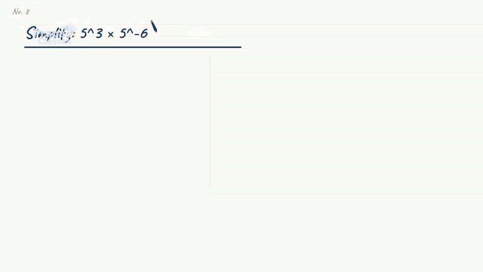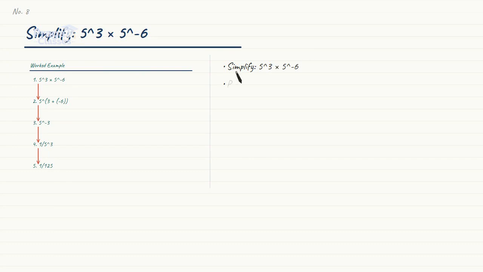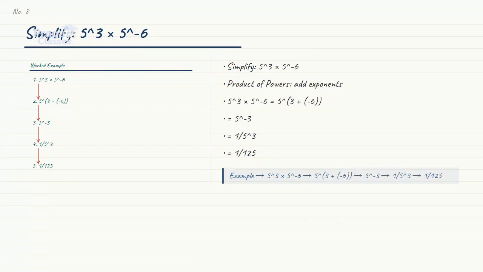Now that we've got fractional exponents under our belt, let's put multiple rules together, starting with multiplying powers that have the same base. Watch as I put this up on the board. When you multiply powers with the same base, you keep the base and add the exponents. Here we have 5 cubed times 5 to the -6. The base is 5 in both, so we add the exponents. 3 plus -6 gives -3. So this becomes 5 to the -3.